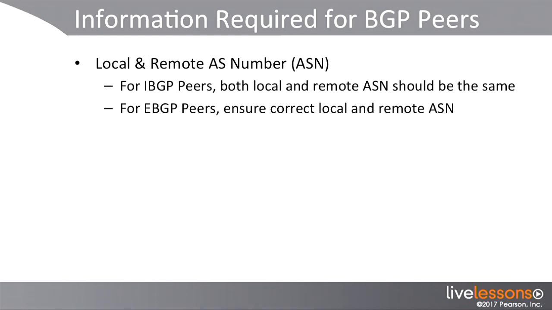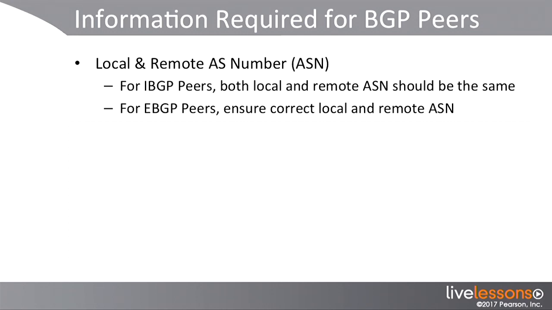For iBGP peers, ensure both your local AS number and your remote AS number are the same. For your eBGP peers, ensure that you follow the documentation that you have received from your service provider or your remote peering AS number company or organization. They have given you an AS number. Ensure that AS numbers match for the remote peers on eBGP connections, and ensure that you provide the right AS number for your AS to the remote ISP or the organization.